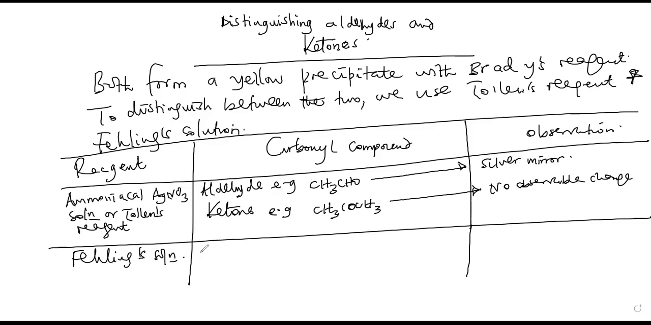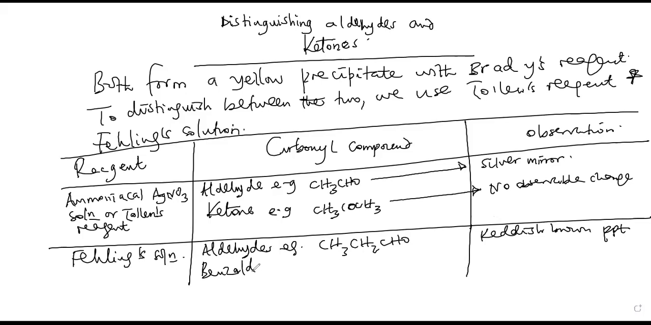But if you use Fehling's solution, for aldehydes, e.g., propanal, CH3CH2CHO, it shows a reddish brown precipitate. But the aldehyde called benzaldehyde, or benzenecarbaldehyde, C6H5CHO, does not, so no observable change. Aliphatic aldehydes show a reddish brown precipitate, but benzaldehyde, which is aromatic, does not show any change.